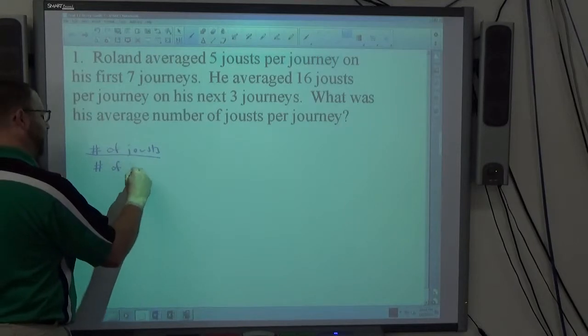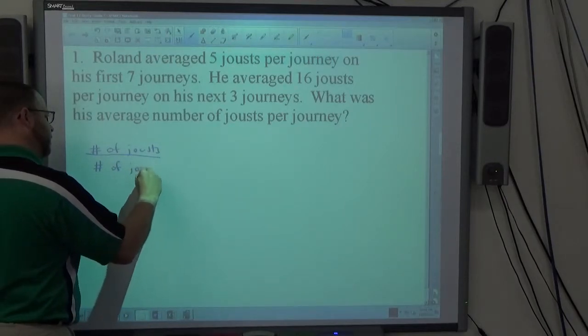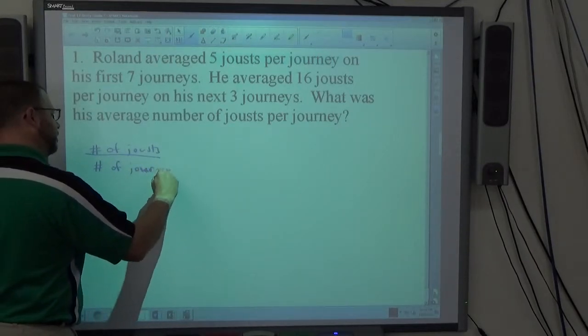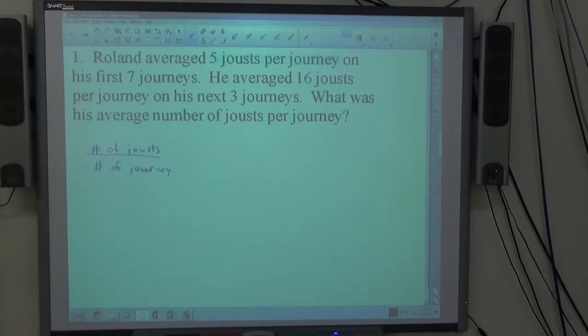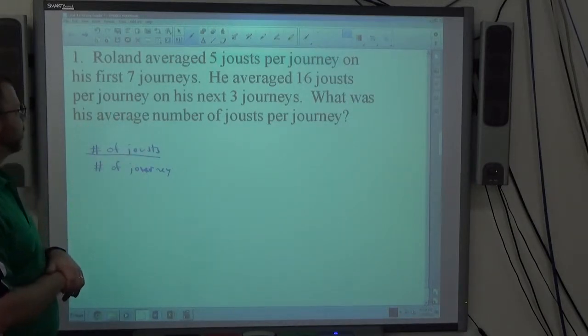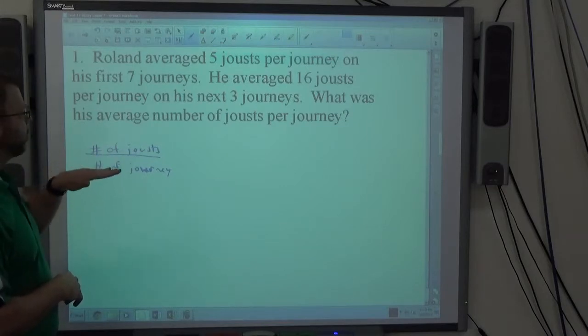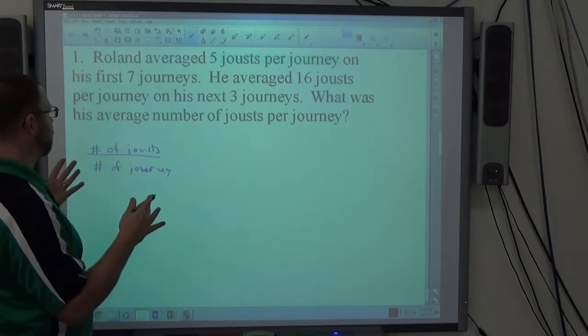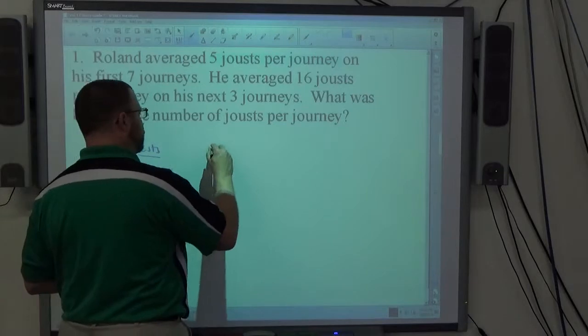If you just kind of get an idea, they don't always give us this type of unit, but in this case they're actually doing that. So it kind of establishes what goes on top and bottom as far as things are concerned. It continues, it says he averaged 16 jousts per journey in his next 3 journeys. What was his average number of jousts per journey? So his overall average is what you're looking for. So we need the total sum.